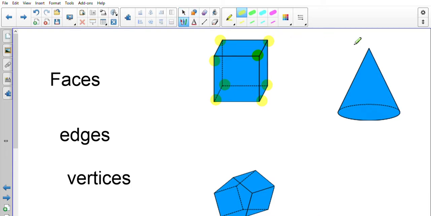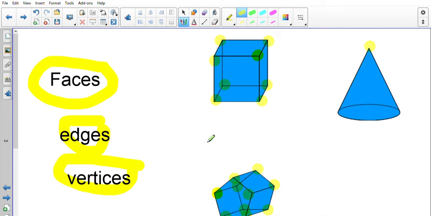In terms of that, here I have one at the top, and then here I've got 1, 2, 3, 4, 5, 6, 7, 8, 9, 10 on my pentagonal prism. With these, it's fairly straightforward. It's about remembering what the words mean. It's about being able to identify them, but it's also about counting them carefully.